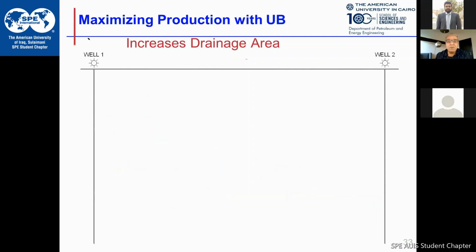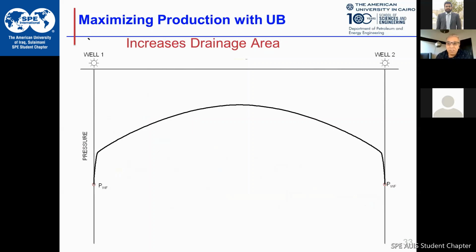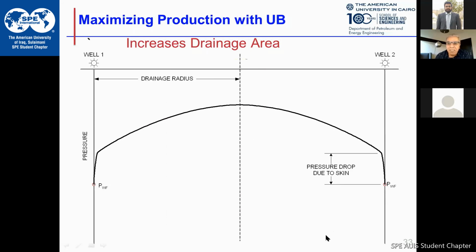Underbalance is good to use, because it does increase the drainage area. Now here, what you see are 2 wells, okay? The well on the left and the well on the right, and there is a distance between them. And this is a pressure distribution here. If you look at the pressure distribution, there is actually a significant drop in the vicinity of the well and on both sides, where the drainage area shared between these 2 wells is equally divided.